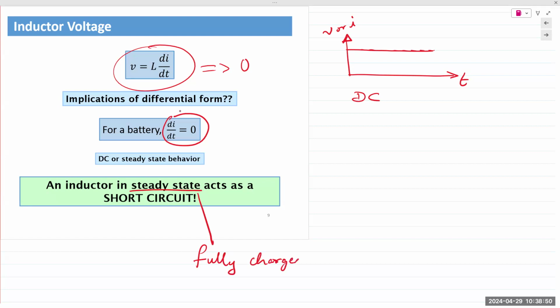But it behaves like a short circuit only after it reaches full charge, only after it reaches maximum charge. Not before that. So it behaves like a short circuit only after it is fully charged. So let's take 10 seconds, longer if you need, and then let me know if you have any questions.